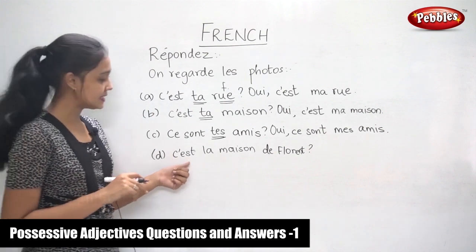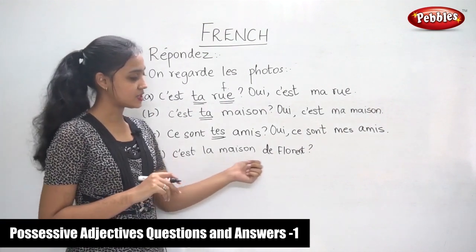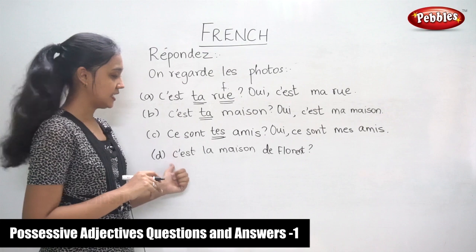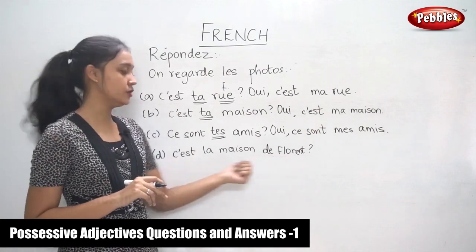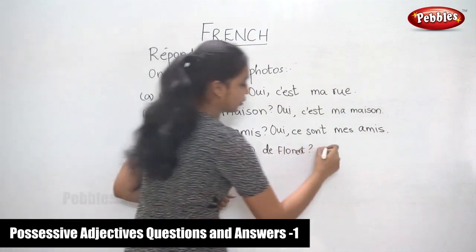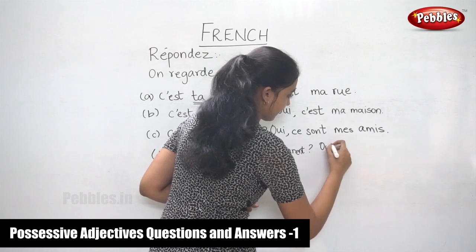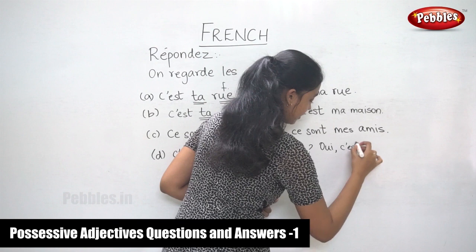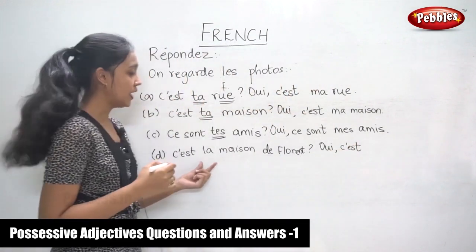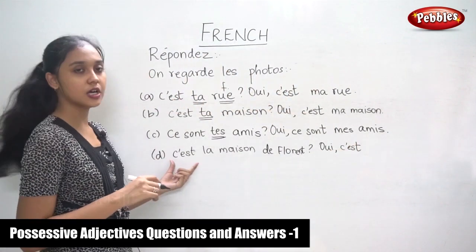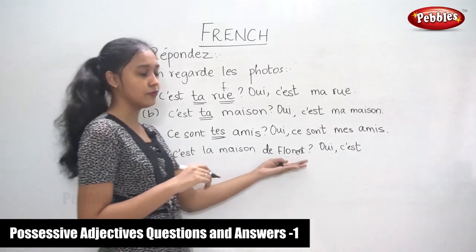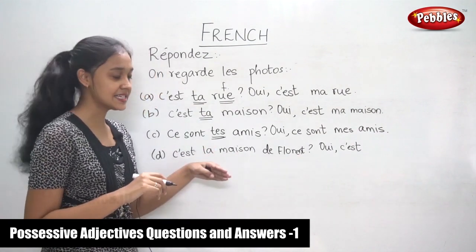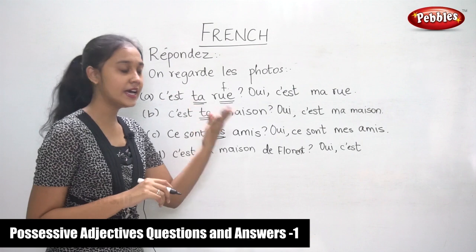The fourth sentence, c'est la maison de Florent. Is this the house of Florent? Oui, c'est. Now, we have to write. So, what would be the answer for this? Is this the house of Florent? Yes, it is her house or his house.